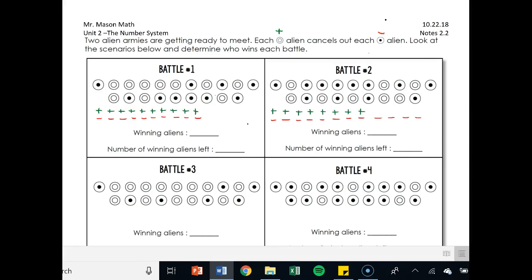Today we're going to be adding integers with like and unlike signs. So first, let's take this scenario. Two alien armies are getting ready to meet. Each, we'll call it circle or positive alien, cancels out each dot or negative alien. Look at the scenarios below and determine who wins each battle.